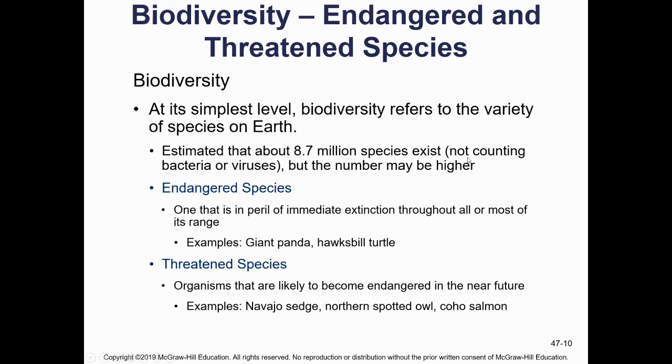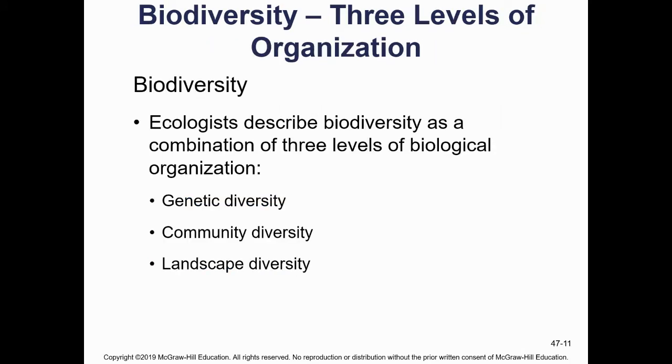We can categorize those species as endangered. They're in peril of immediate extinction, almost everywhere in their range, or threatened. And those are the ones that are not yet endangered, but if we don't do something to protect them, they are likely to become endangered.